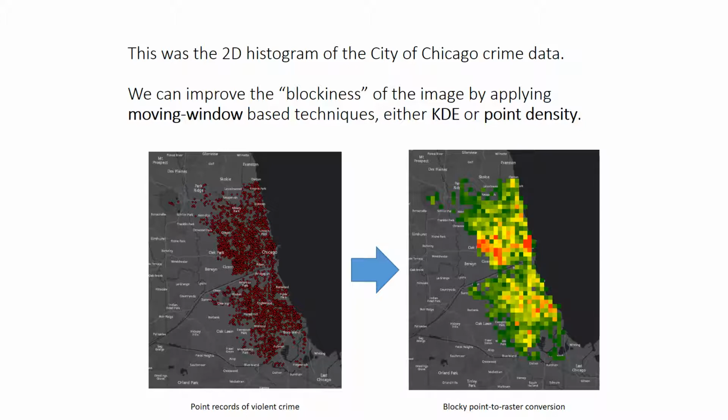If you're doing exploratory data analysis, it can be helpful to sort of get a reasonably good raw look at the data. But most of the time, if you're going to be presenting these things for publication or for presentation, you're going to want to smooth those out a little bit. So to do that, we're going to look at two different techniques. One is a kernel density estimation technique, or KDE for short, and the other one is point density.